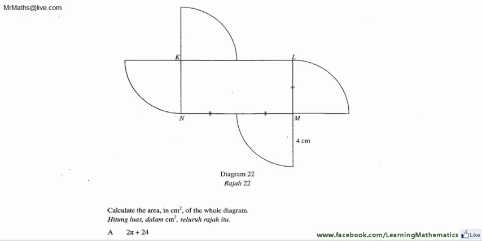First, we know that the radius of the circle is 4. So that is 4. Then we know that this is also 4 cm. This is 4 cm, and the whole thing here is 8 cm. And there are 4 quadrants of a circle, which means that the area of the 4 quadrants is essentially equivalent to one whole circle with radius 4.